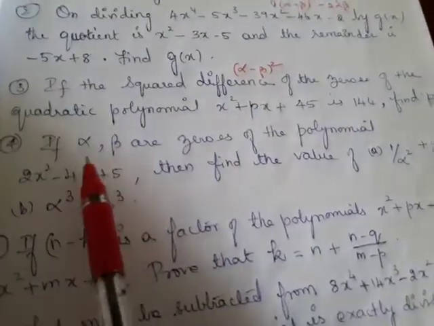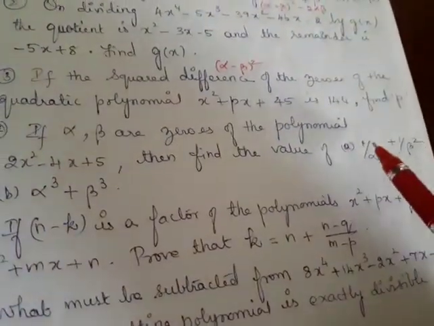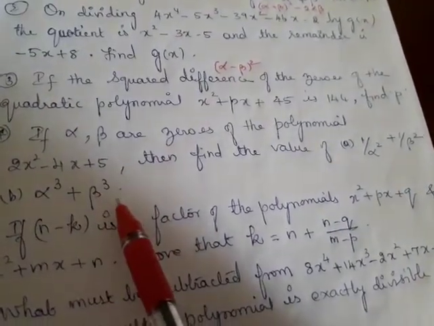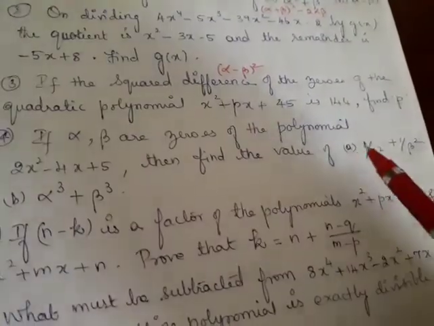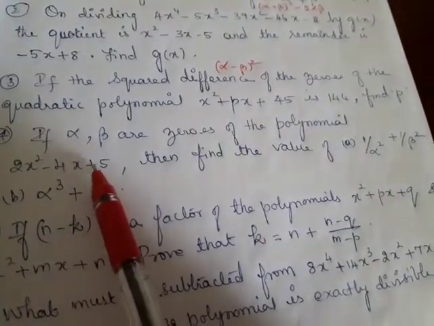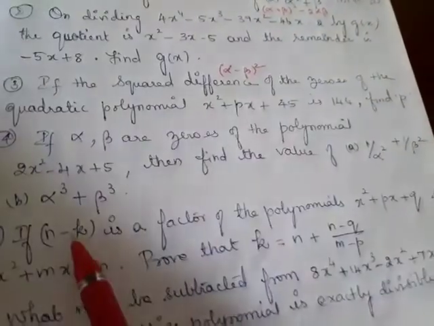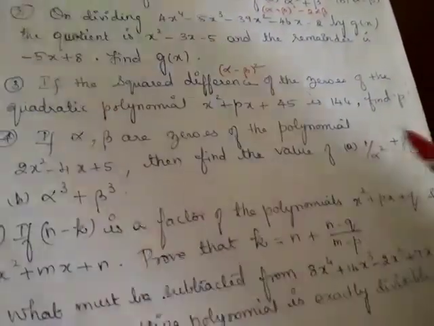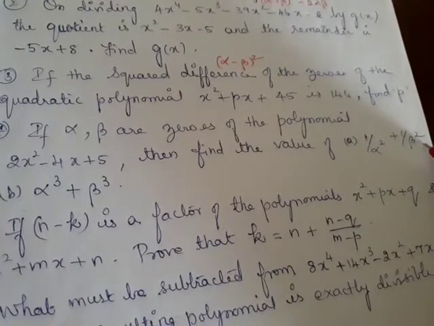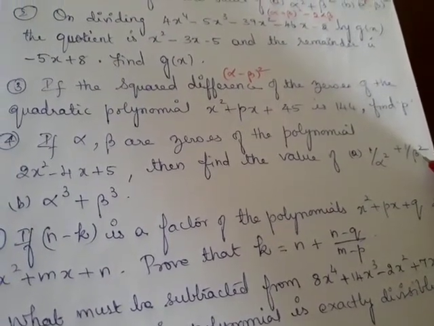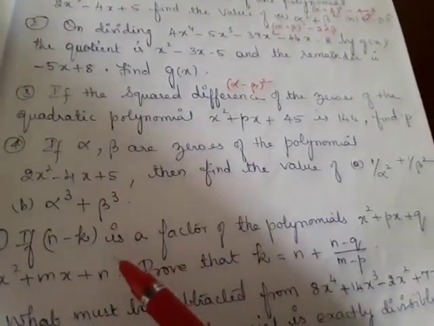Try solving. Next question, if alpha beta are zeros of the polynomial, then find the value of 1 by alpha square plus 1 by beta square and alpha cube plus beta cube. Hope you can solve this. They just asked you to find the value. So find what is alpha beta from the given polynomial and substitute in the two expressions. So how will you substitute? After taking LCM, this will become alpha square beta square. Yes, I am leaving it to you. Solve it. And this is alpha cube plus beta cube.